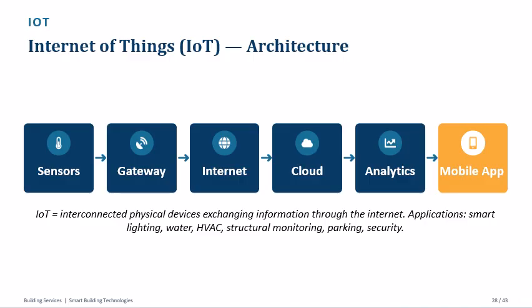So IoT is nothing but interconnected physical devices exchanging information through the internet. And in terms of its application: smart lighting, water, HVAC, structure monitoring, parking, and security.